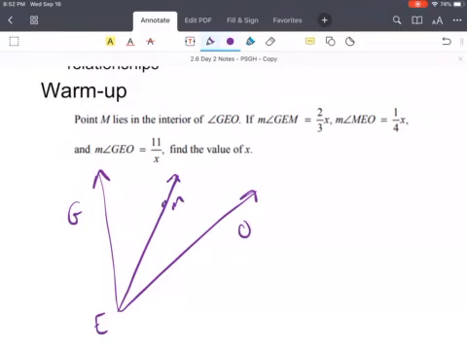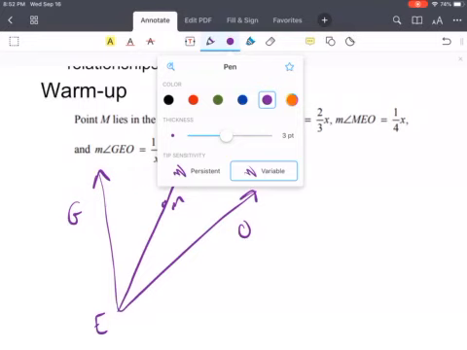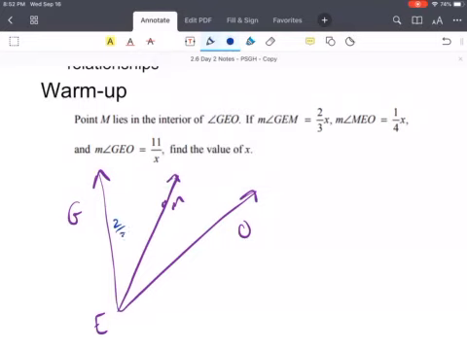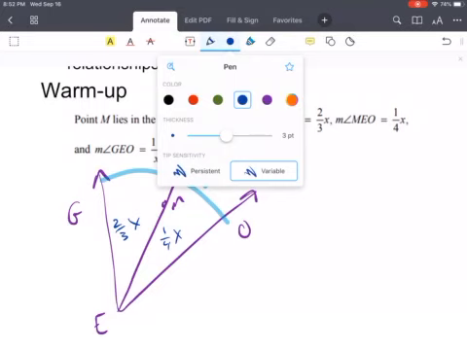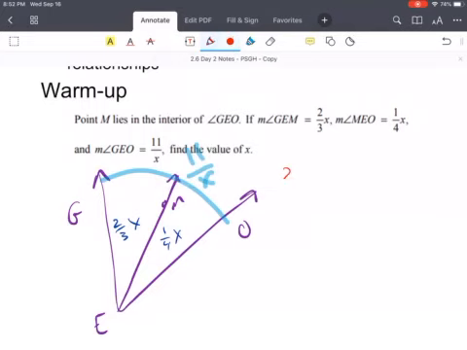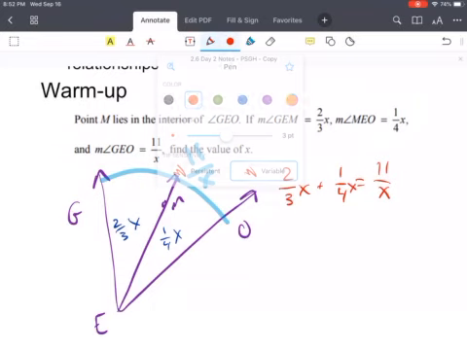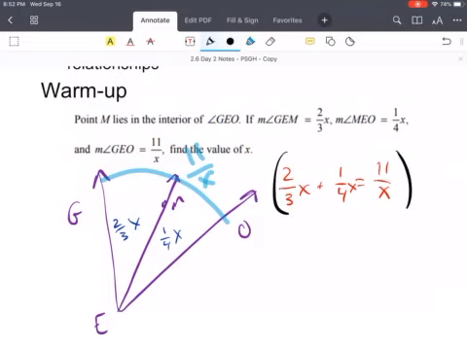So first of all, hopefully we can make sure we get the diagram labeled correctly, and then having this entire angle being 11 over x. So we can add the two angles together and set it equal to 11 over x. So now we need to multiply to get rid of all these fractions and the x in the denominator. So I'm going to multiply everything here by 12x.